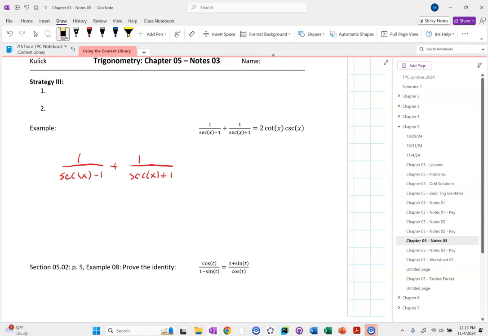Okay, what are the two things that are being added right now? 1 over secant x minus 1. Yep, and the other thing is? 1 over secant x plus 1. And both of those things are fractions, right? So what do we have to do to add fractions? Yeah, so that's what I would do first. So what would the common denominator be between secant x minus 1 and secant x plus 1?